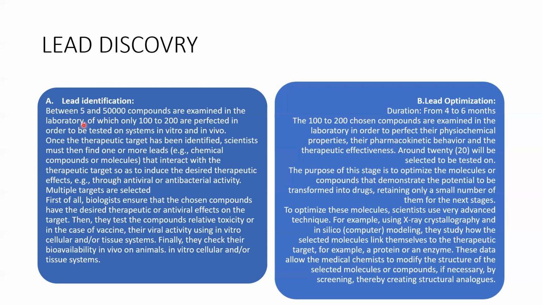The second one is lead optimization. Lead optimization takes around 4 to 6 months. From the lead identification, we have selected some compounds, and the chosen compounds are examined in the laboratory in order to perfect their physiological properties. We study the pharmacokinetic behavior of the compounds, and among them 20 molecules are selected and tested further. The purpose of this stage is to optimize the compounds that demonstrate the potential to be transformed into a drug.